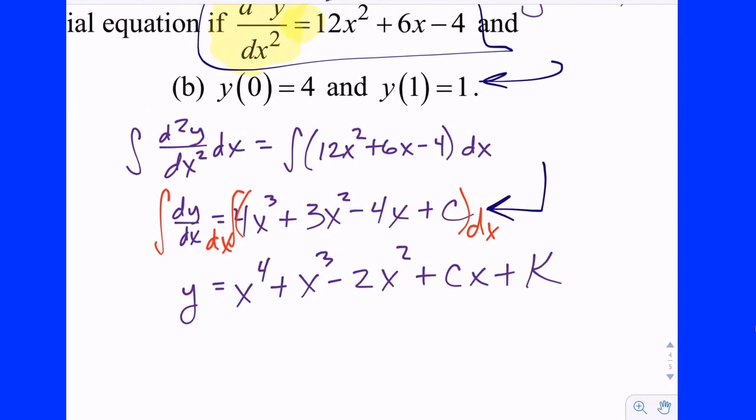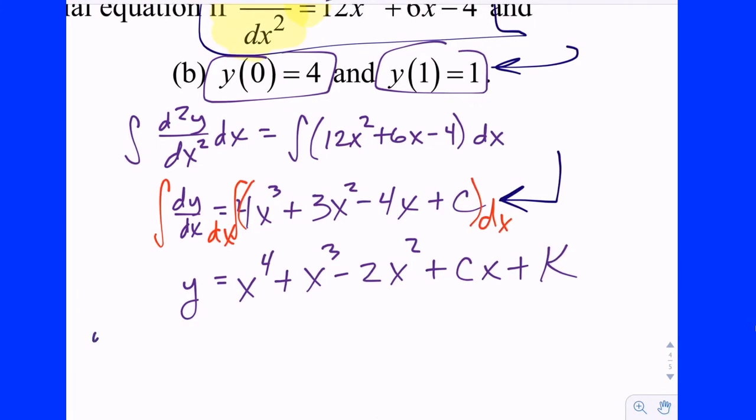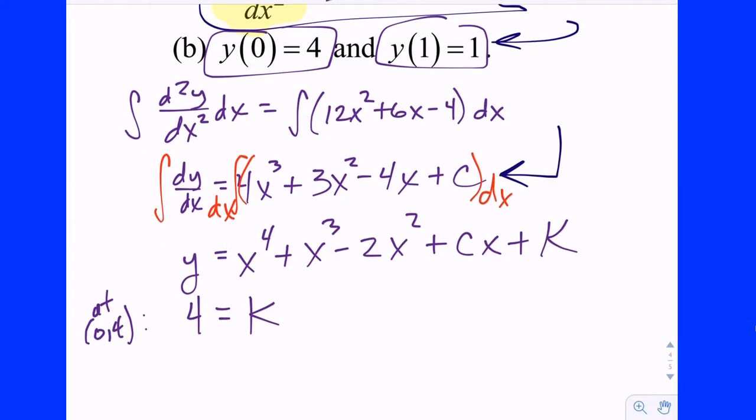Okay, so now I have two unknowns and I have two pieces of information. Yay, lucky me. Which ordered pair would you like to plug in first? (0, 4) or (1, 1)? (0, 4), okay. So at (0, 4), you get 4 equals 0 plus 0 minus 0 plus 0, are you keeping track? Plus k. How convenient. k equals 4.